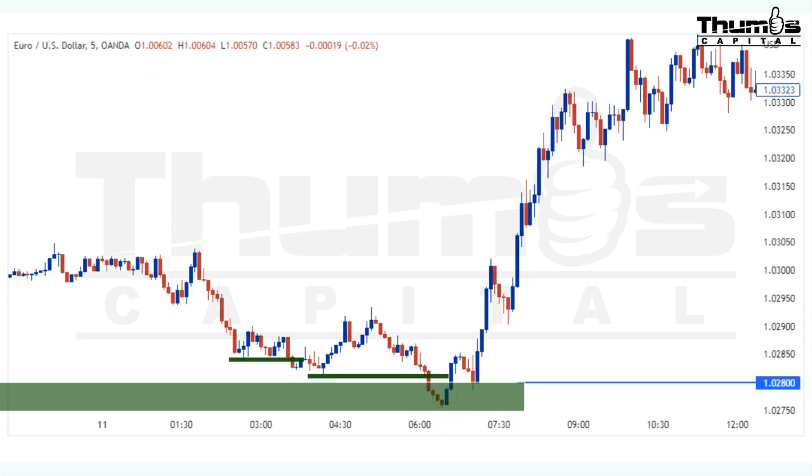Entries should be inside the second liquidity run using a lower time frame reversal pattern for confirmation. So entry will be in here and stop loss will be a few pips below the low.